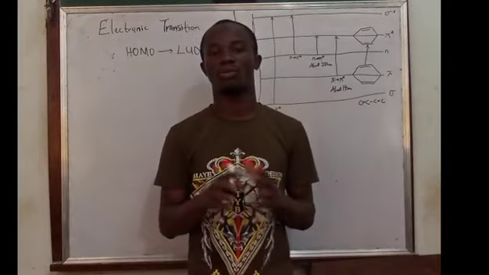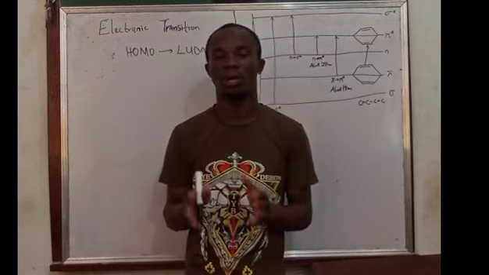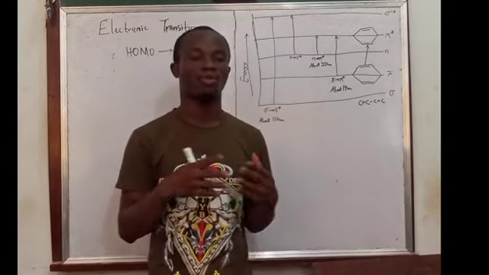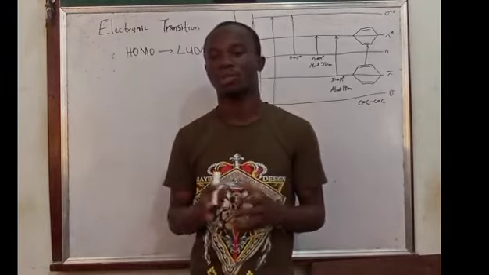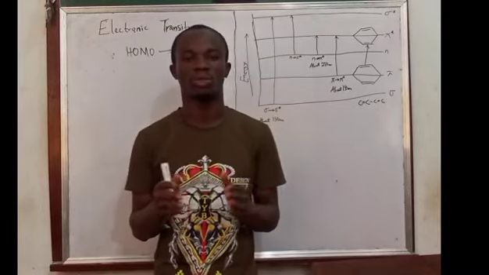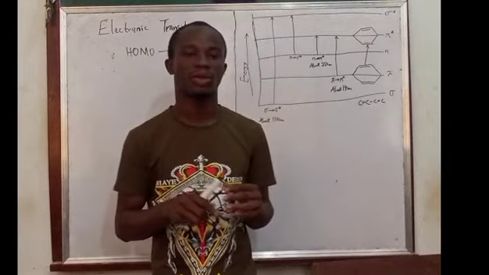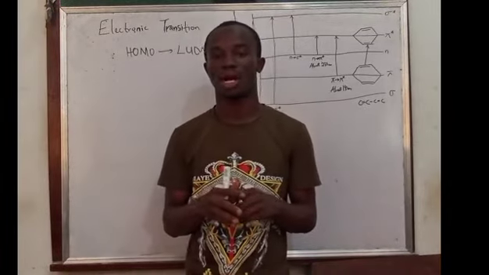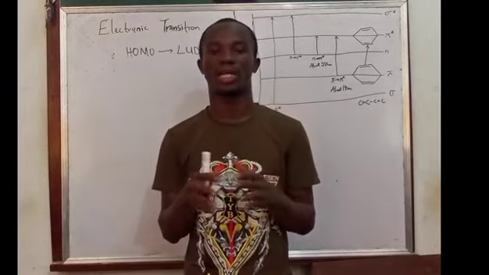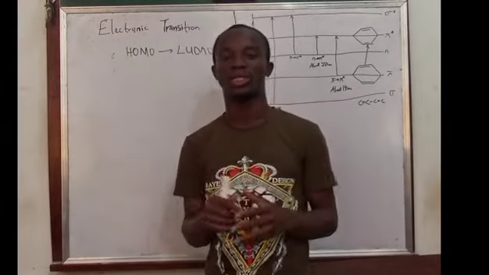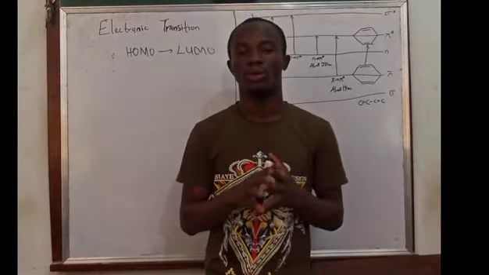And there are different kinds of molecular orbitals that we have. We have the sigma bonding molecular orbital, we have the pi bonding molecular orbital. We also have antibonding molecular orbitals, both for pi and for sigma. And lastly, we also have the non-bonding molecular orbital. These are molecular orbitals that contain non-bonding electrons, probably your lone pair.